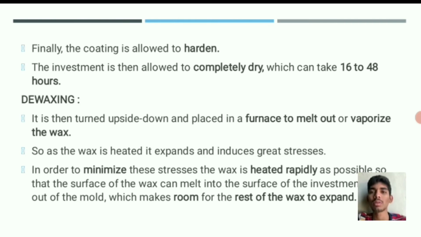Next, dewaxing, in which we will rotate the component, and then we will supply the heat nearest to the component, so that the material can melt out completely. As the wax is heated, it expands and induces great stresses. In order to minimize the stresses, the wax is heated as rapidly as possible, so that the surface of the wax can melt into the surface of the investment or run out of the mold, which makes room for the rest of the wax to expand.